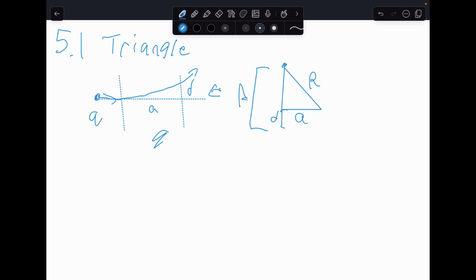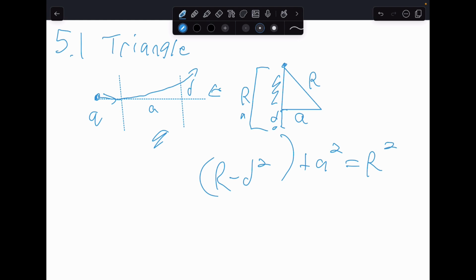Oh, my bad. This is our distance. So using that, we're able to do the Pythagoras theorem that I set up of R minus d squared, because we have to subtract this d from this R to get this distance. And then plus a squared, and that's equal to R squared. On the outside. There we go. And then from here, I continue on the problem. I just wanted to explain how we got the triangle right here.